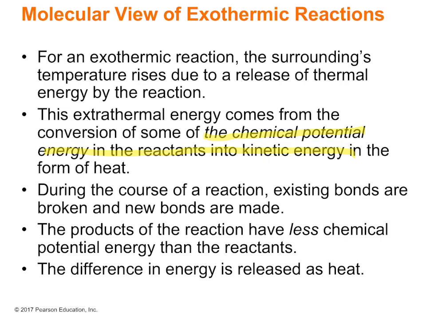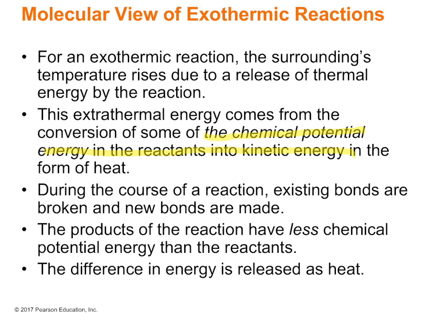Yet we know that in exothermic reactions, the temperature of the system and the surroundings rises. So there must be some other source of energy. Recall also that the internal energy of the chemical system is the sum of its kinetic energy and its potential energy. This potential energy is the source in an exothermic chemical reaction.